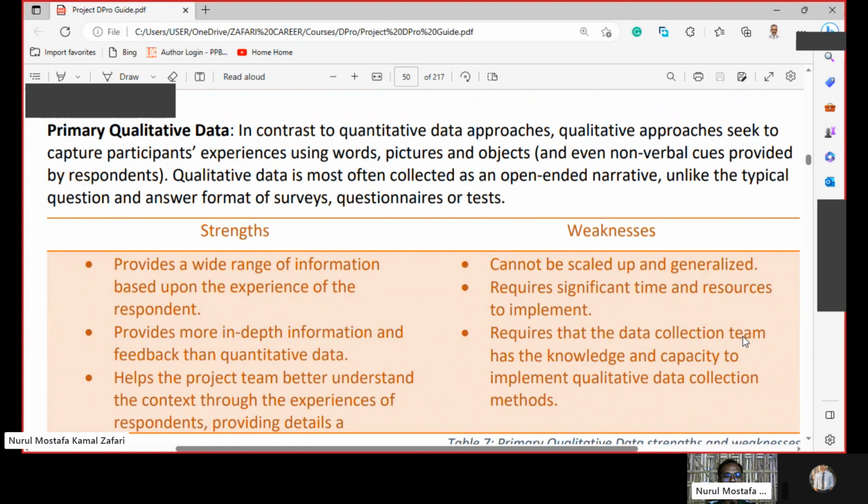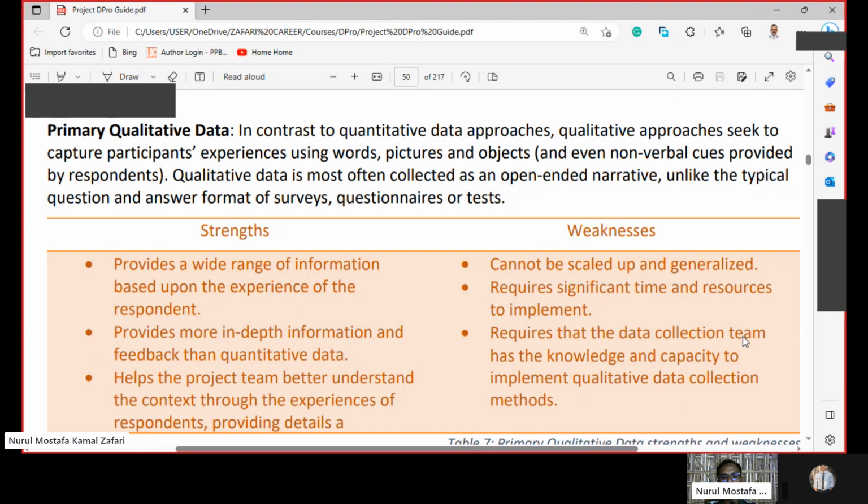Now, primary qualitative data. In contrast to quantitative data approaches, qualitative approaches seek to capture participants' experiences using words, pictures, and objects, and even nonverbal cues provided by respondents. Qualitative data is most often collected as an open-ended narrative, unlike the typical question and answer format of surveys, questionnaires, or tests. It has some strengths and weaknesses.